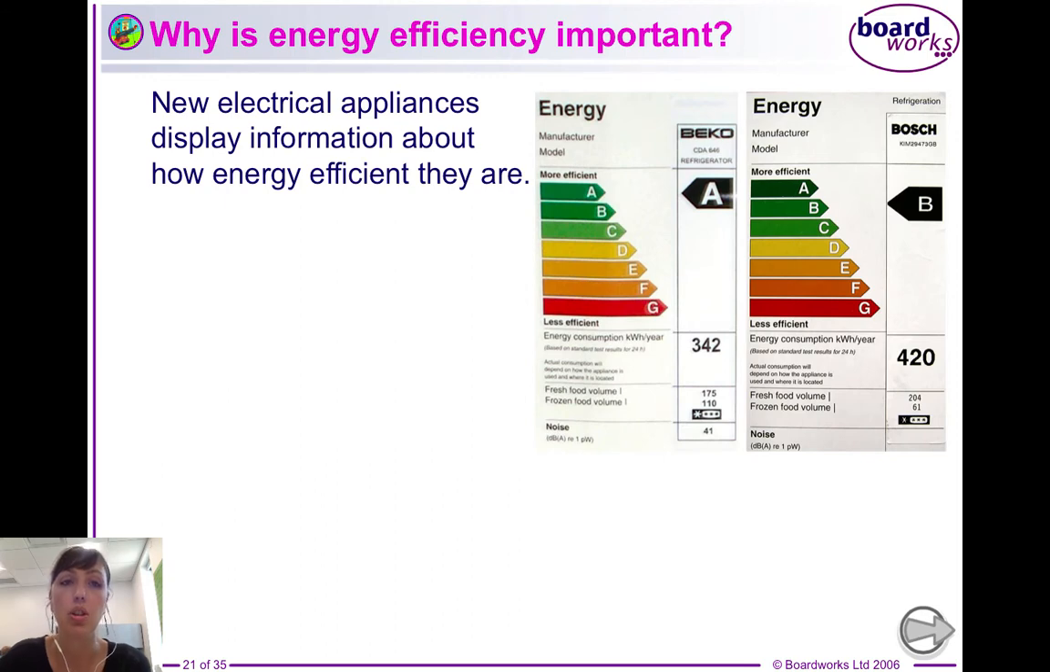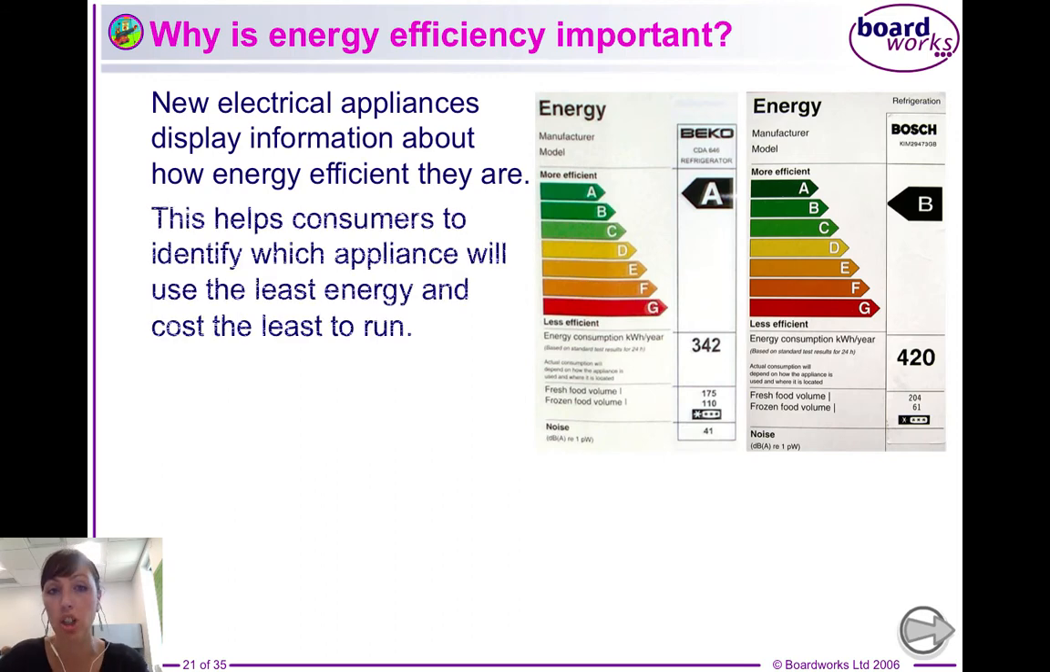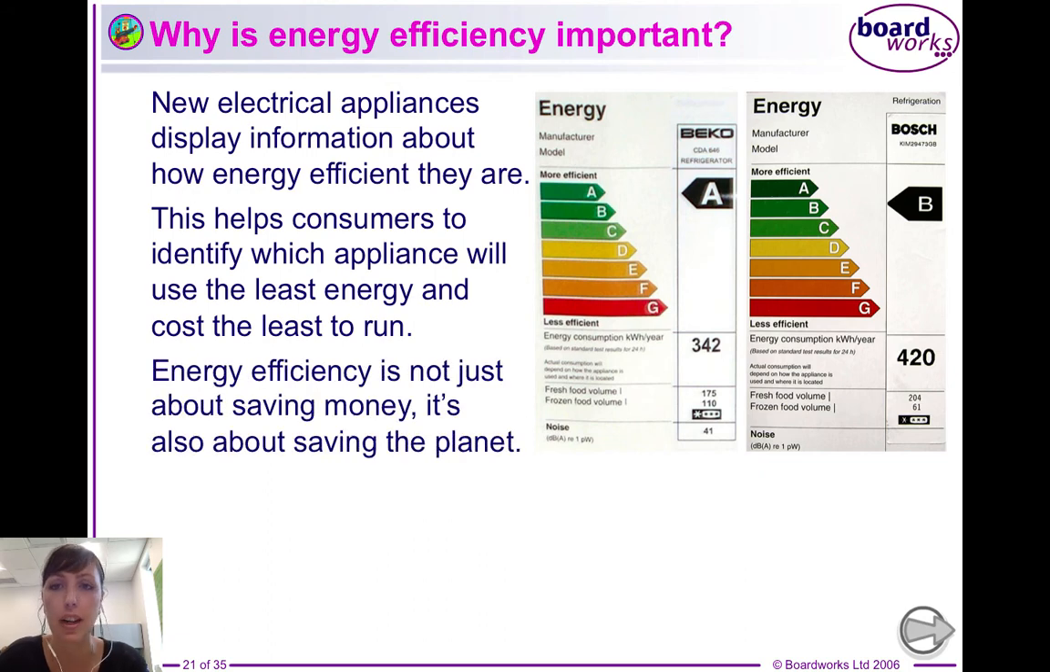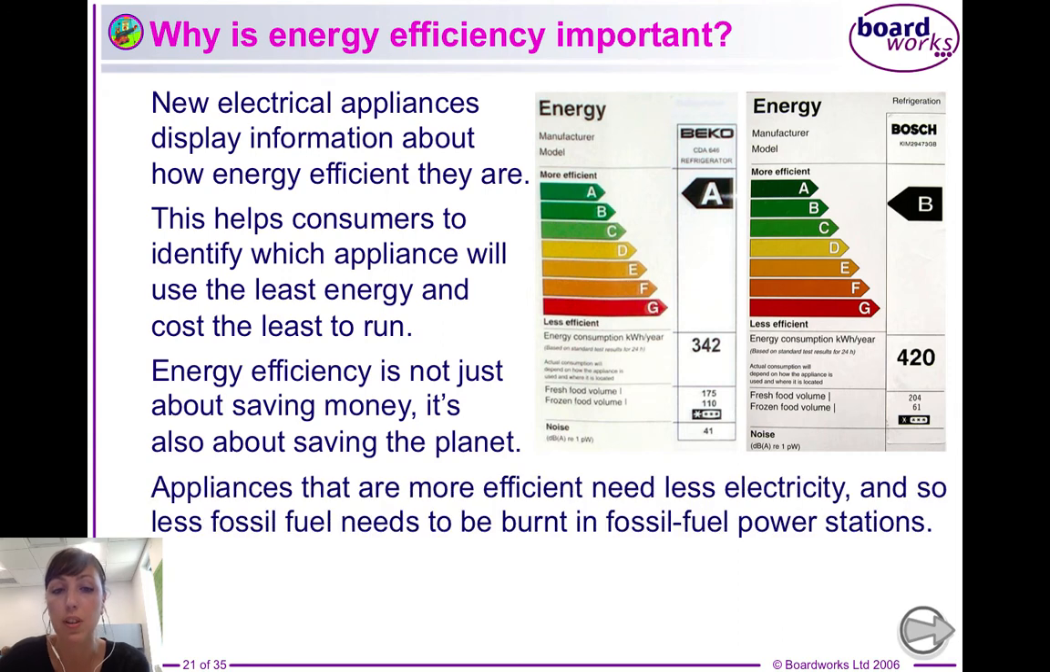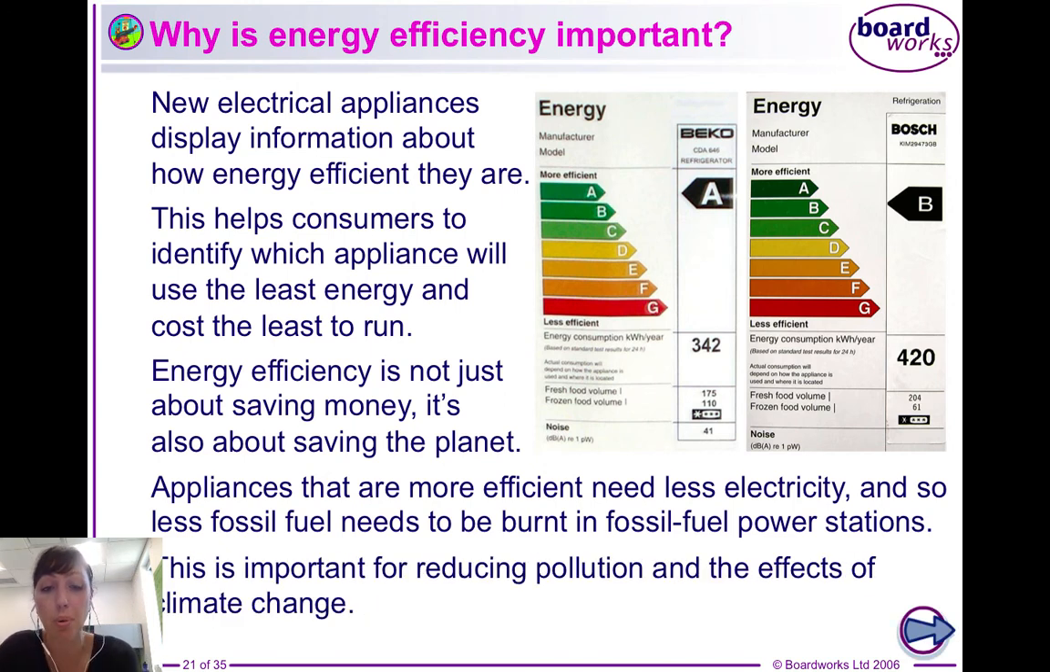New electrical appliances display information about how energy efficient they are. This greatly helps us to identify which appliance we want to use and which will use the least energy, which in turn creates less pollution and costs us less on our energy bill. Energy efficiency is not just about saving money, it's also about saving the planet. Appliances that are more efficient use less electricity, so fewer fossil fuels are burned in power stations. It's important for reducing pollution and the effects of climate change.